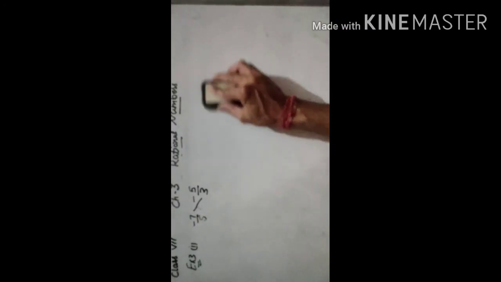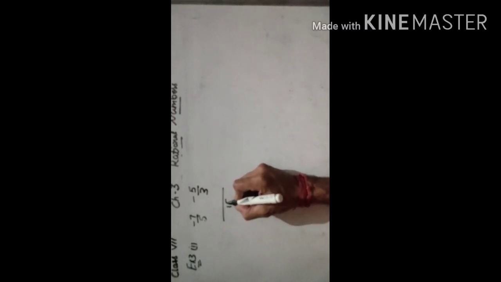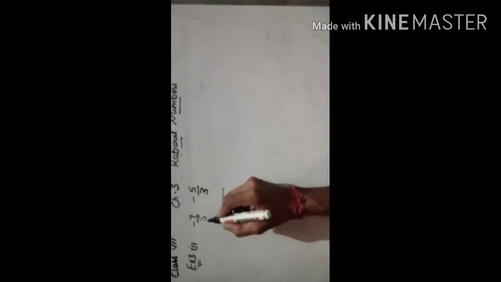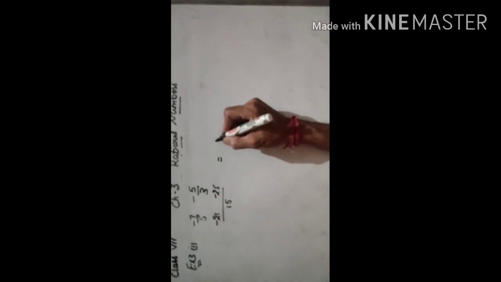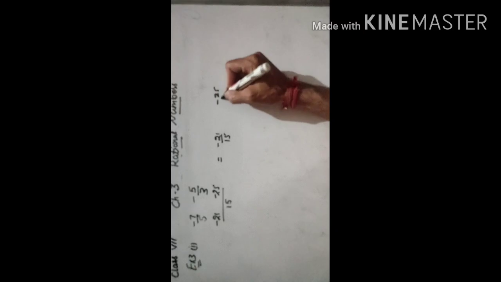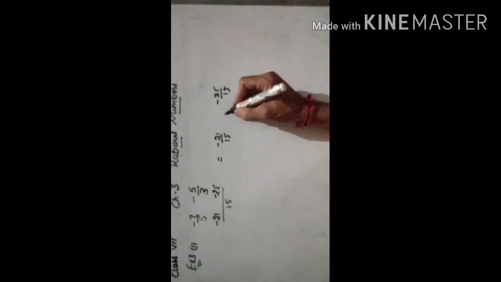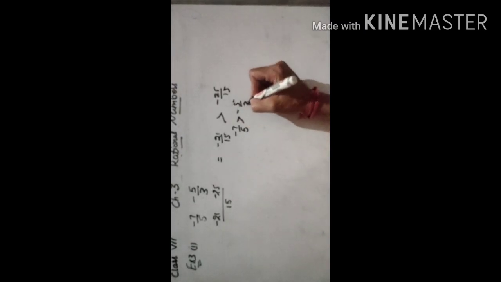Or the second method is by taking the LCM of 3 and 5, we make the denominator the same. The LCM of 5 and 3 is 15. So 5 3s are 15, 7 3s are 21, and 3 5s are 15, 5 5s are 25. Now it becomes -21/15 and -25/15. So -21/15 is greater than this. So -7/5 is greater than -5/3.